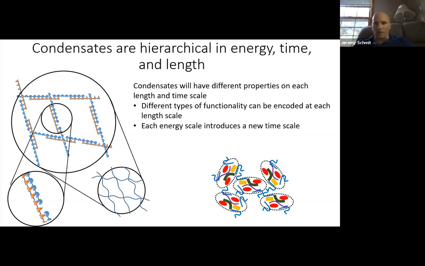Okay, great talk. I like the hierarchy. Can you say anything about the viscoelastic properties of the assembly? So is David still here? Yes, he is. Okay.